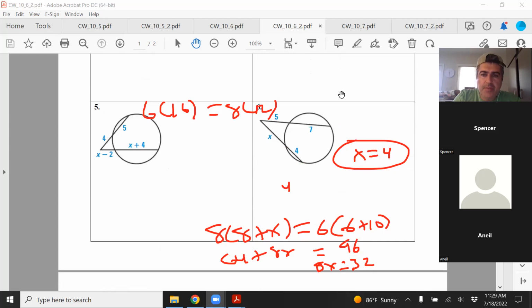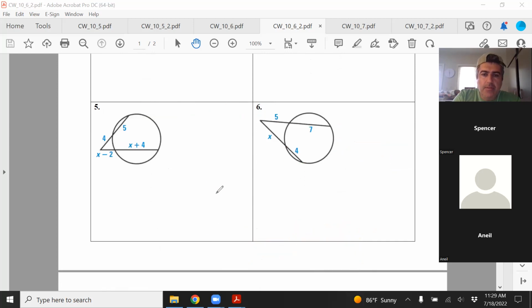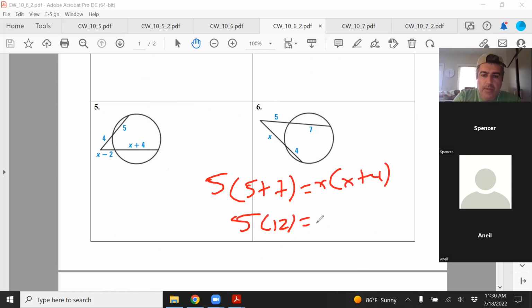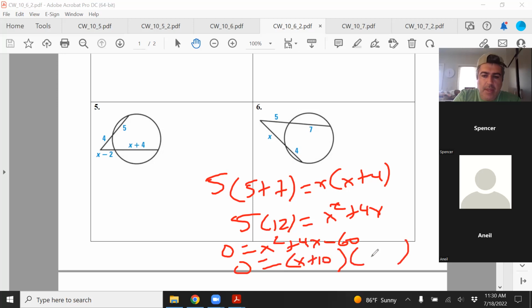Number 6. 5 times 5 plus 7 equals x times x plus 4. Remember the external segments times the whole thing. So 5 times 12 equals x squared plus 4x. 0 equals x squared plus 4x minus 60. 0 equals x plus 10, x minus 6. X is negative 10 or 6.